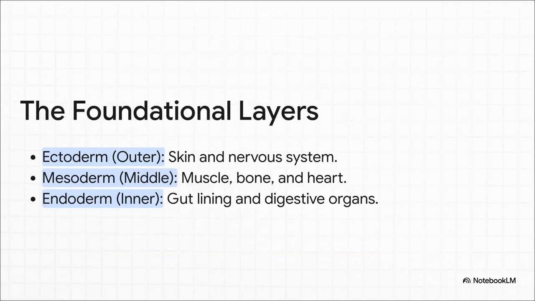And the result of this great migration? The formation of the 3 foundational layers of the body. The outer ectoderm, that's going to become the skin and the entire nervous system. The middle mesoderm will form all the muscle, bone, and organs like the heart. And the inner endoderm, that creates the lining of the gut. Every single part of the adult frog originates from one of these 3 layers.